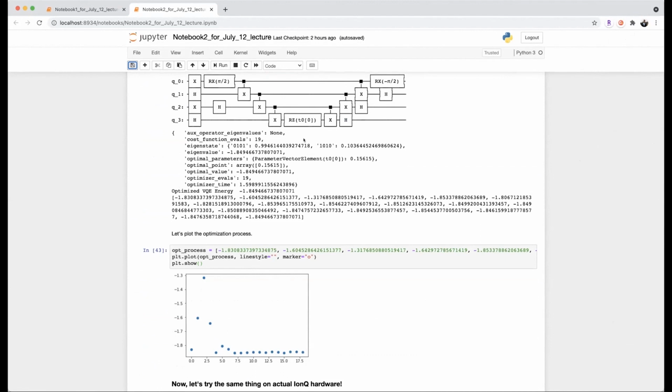One thing you can see is that it will also print out the optimized eigenstate, which is 0, 1, 0, 1. That's the Hartree-Fock state, which makes up about 99.5% of the overall wave function. It also has this 1, 0, 1, 0 state, which corresponds to a double excitation from the Hartree-Fock state that accounts for the correlation of the system.